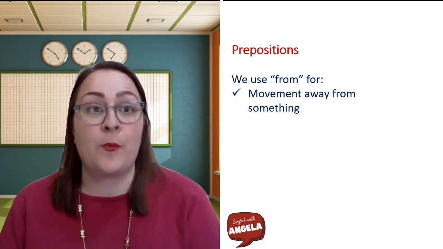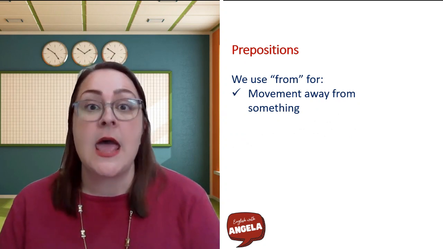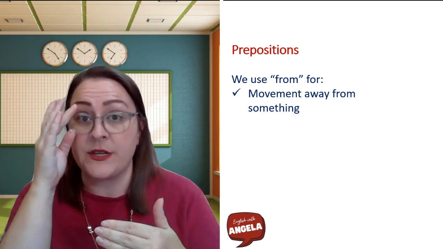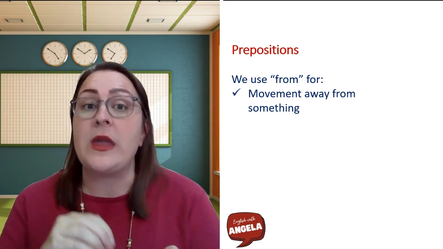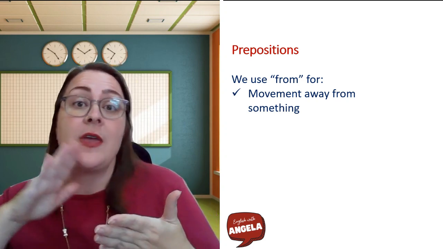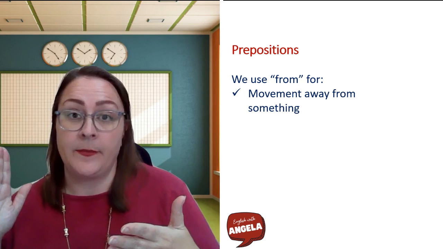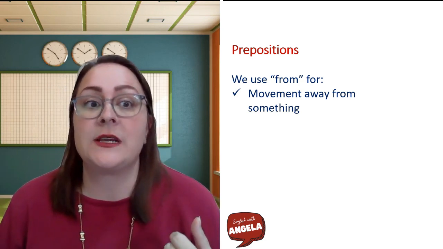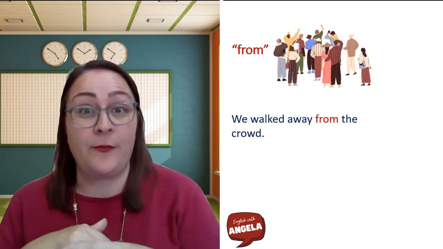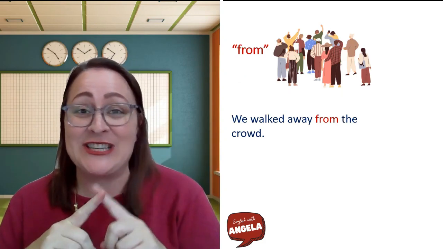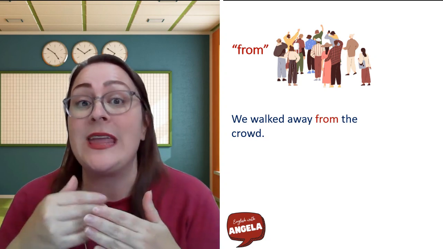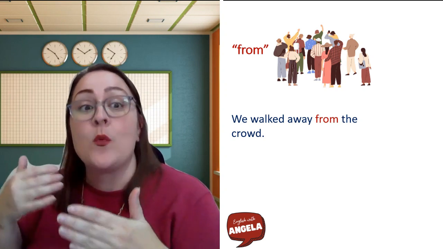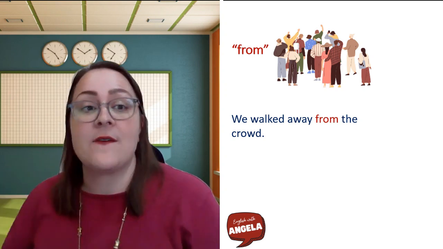We also have the preposition from, and we have the preposition to, which are sometimes the hardest ones to get, okay? We use from when we're moving away from something, something we're going farther away from. For example, if you see a lot of people, sometimes it's not good to be near them. So we can say we walked away from the crowd. We moved far away from them.